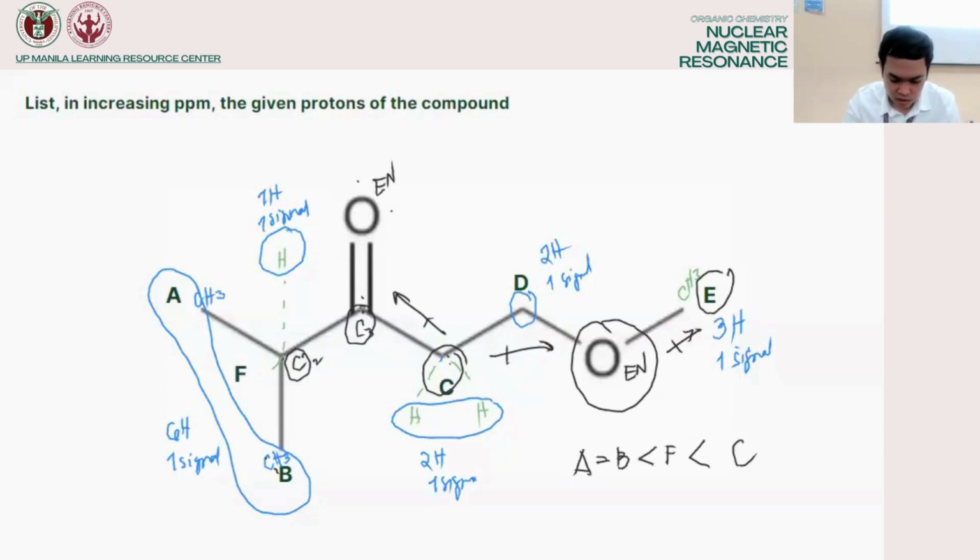What's next? Susunod na si letter E. Ayan. Okay. Bakit letter E? Saan na yung one carbon tas oxygen. Okay? And then, lastly, letter D. Siya yung pinaka-deshielded. Bakit? Ito malapit kasi mas electronegative na to malapit dito. And then ito ay pinupul rin siya ng carbonyl group. Itong group na to. So let's see kung tama ba tayo.